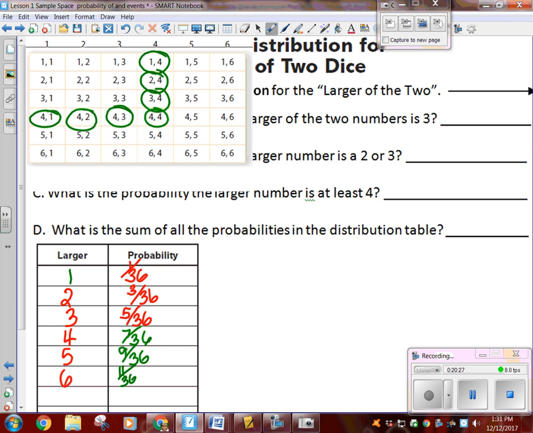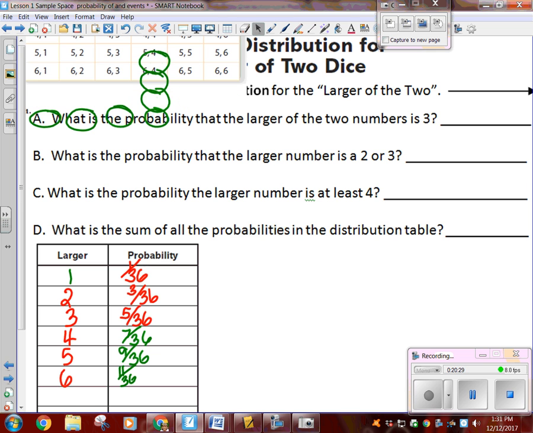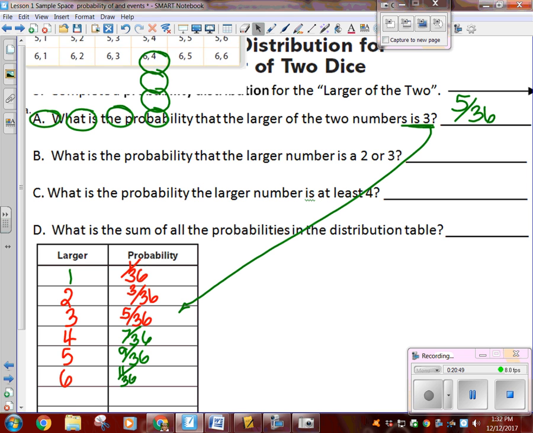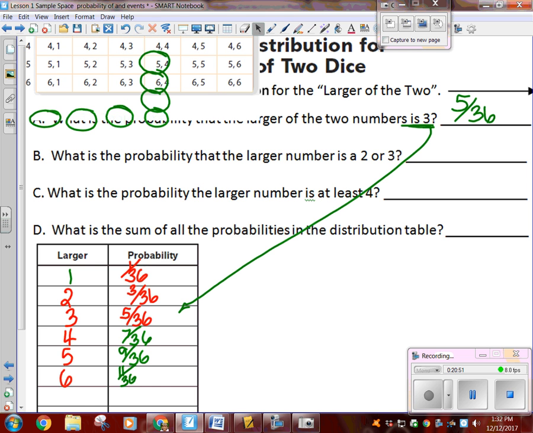Okay, now it says, what is the probability that the larger of the two numbers is 3? Aren't you just pulling that straight out of the table? In that case, you just reach and grab it and say, okay, there were 5 chances out of 36. I skipped one, didn't I? Yeah, no, we didn't. What's the probability that the larger number is 2 or 3? 2 or 3. 8 out of 36.